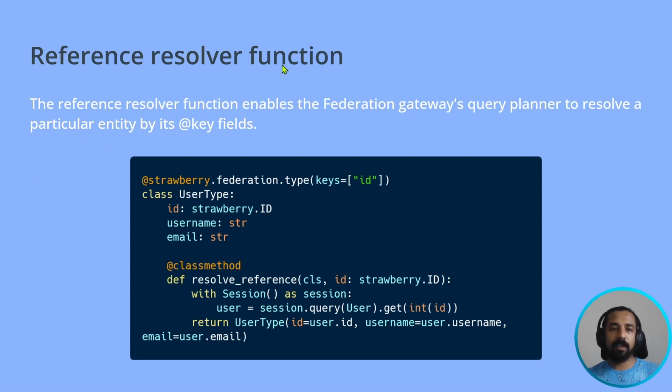Next, we have a reference resolver function. This enables the gateway to resolve a particular entity by its key field. Here we can see the example of our user type. The user type has its key as ID. Now coming to the reference resolver function, it will get the key as its argument, and using the key we need to uniquely return our user type. So here in this example we are just fetching the user from the database. The ID is a primary key in our database, so we can get our user with the corresponding ID, and we can return our user type with all the necessary details from the database.